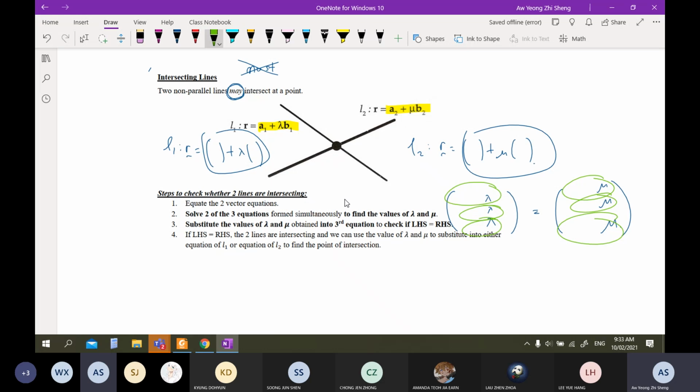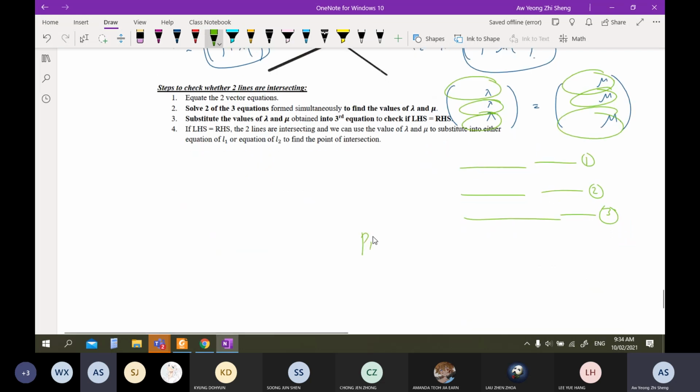Okay. Then the procedure is you should solve two out of the three equations. You should pick two. So you have equation 1, equation 2, and equation 3. You will pick two equations out of the three to solve for lambda and mu.